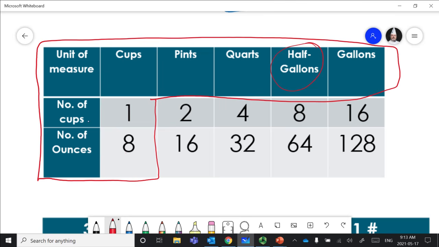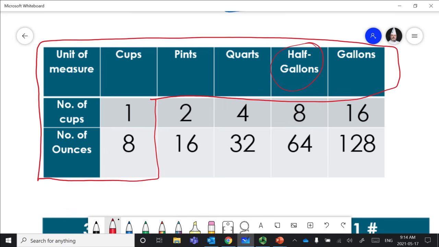So there's 2 cups in 1 pint. There's 4 cups in 1 quart. There's 8 cups in a half gallon, and there's 16 cups in a gallon. There's 8 ounces in a cup, 16 ounces in a pint, 32 ounces in a quart, 64 ounces in a half gallon, and 128 ounces in 1 gallon, right? So, cute little box that you're going to need to memorize.